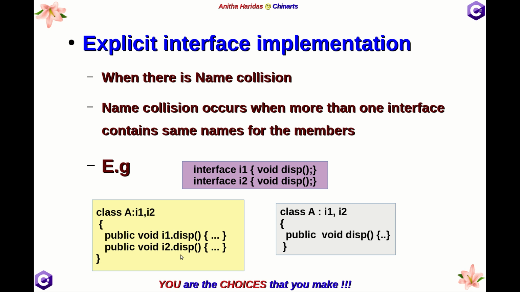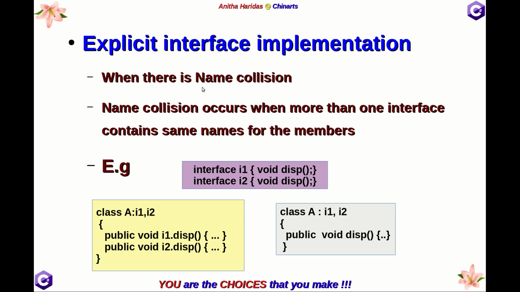The same way, when you are using these methods in a program, you will be creating an object of class A. The object should invoke the first method as object name dot I1 dot display, and if the object wants to access the second display method, it should invoke it as object name dot I2 dot display. That is how the methods will be invoked.